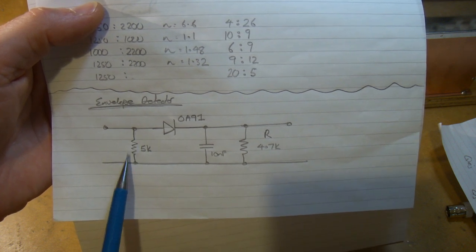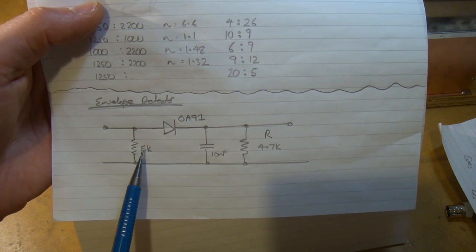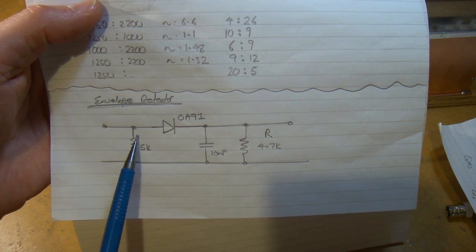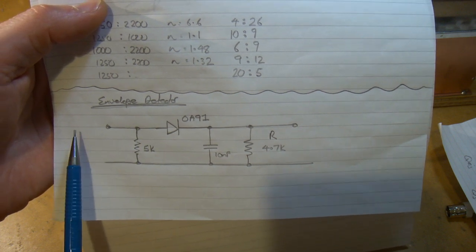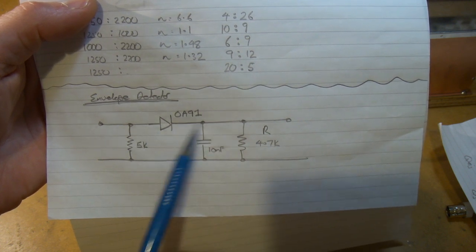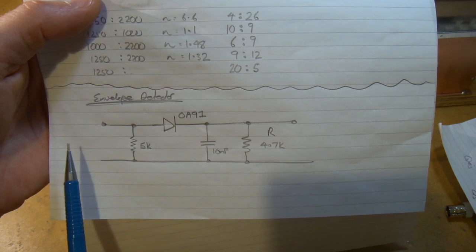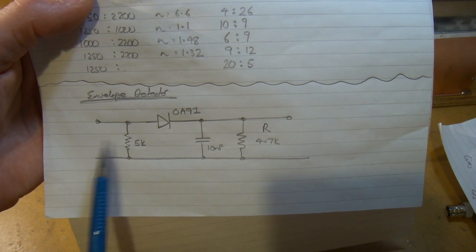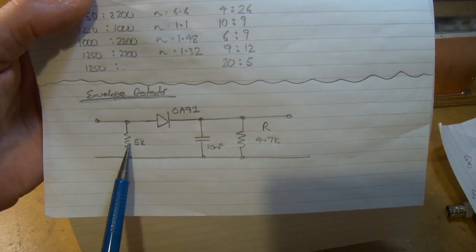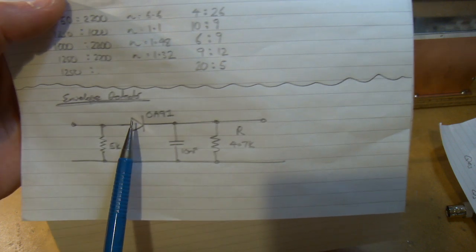I did try a variable resistor there, and 10k certainly worked fine. Anything down below 1k, as you can imagine, as that resistance gets less and less, you're starting to shunt more and more of your input signal to ground and not getting so much going this way. And you'll know too that 10k is quite often used for things like volume controls and the like. So yeah, 5k is not too far off. So that 5k there is to bleed off any DC that's been generated at this point here.